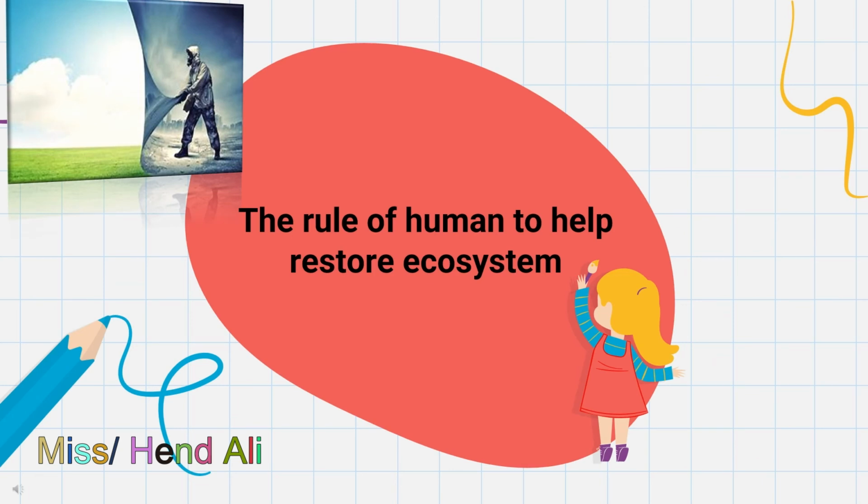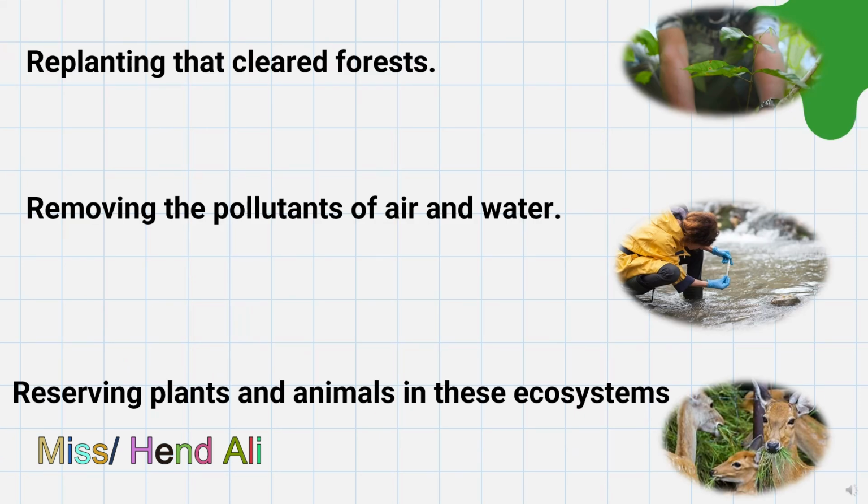Now let's talk about the role of humans in helping to restore the ecosystem. 1. Replanting the cleared forests. 2. Removing pollutants from air and water. 3. Preserving plants and animals in these ecosystems.